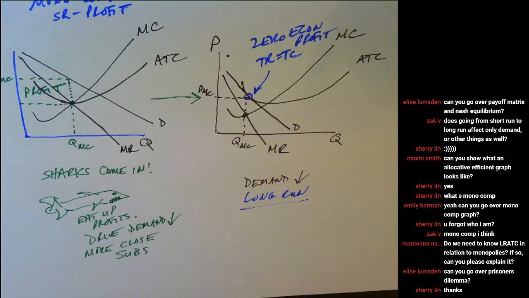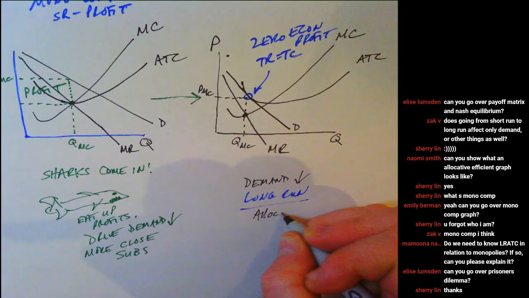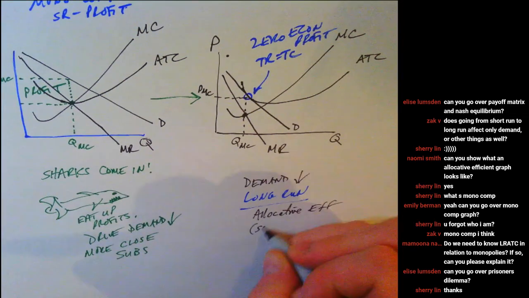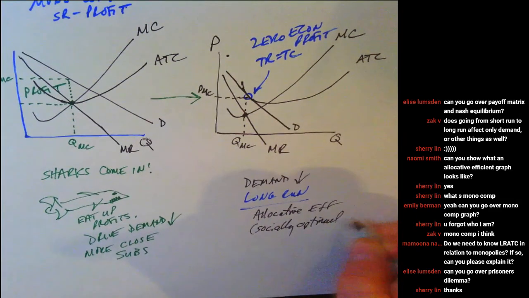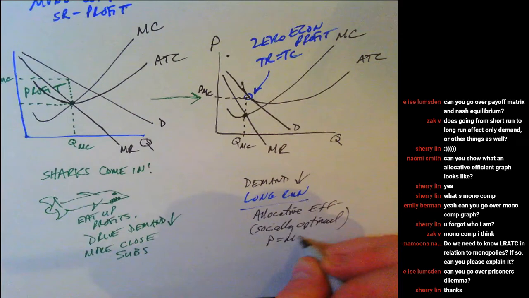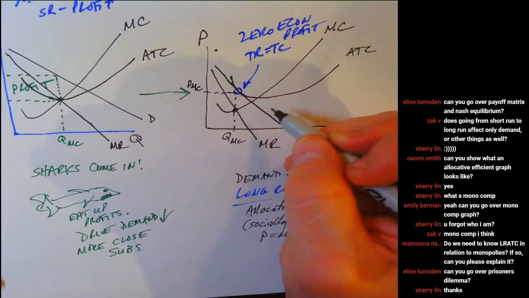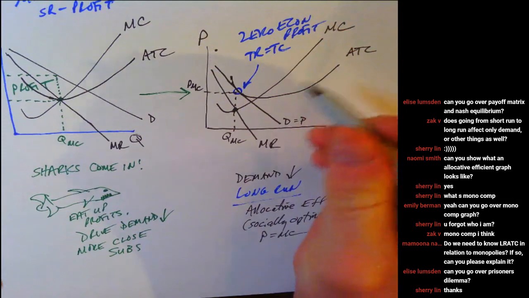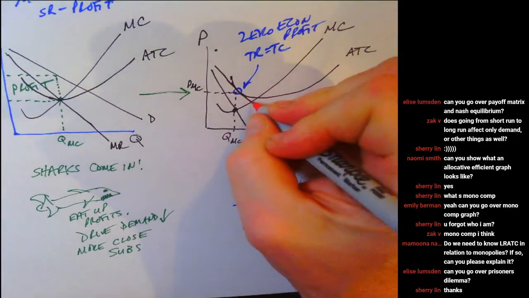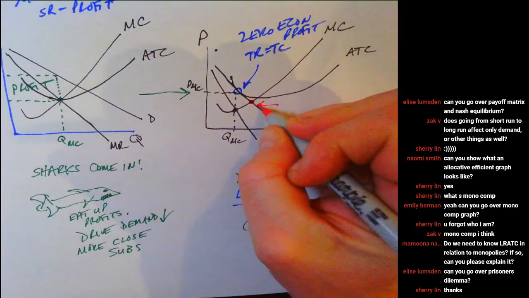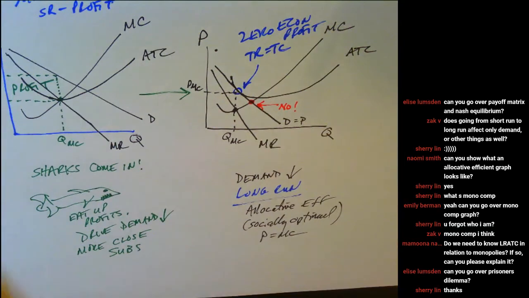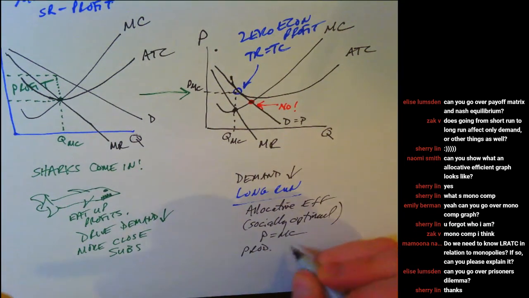Now, a couple of you were asking, I know Naomi was asking as well, are we, in the long run, allocatively efficient? So what you have to remember is that allocative efficiency, or what we call socially optimal, is where P equals MC. So let's take a look at P equals MC. The demand curve also equals the price. P equals MC right here. So that's a no.